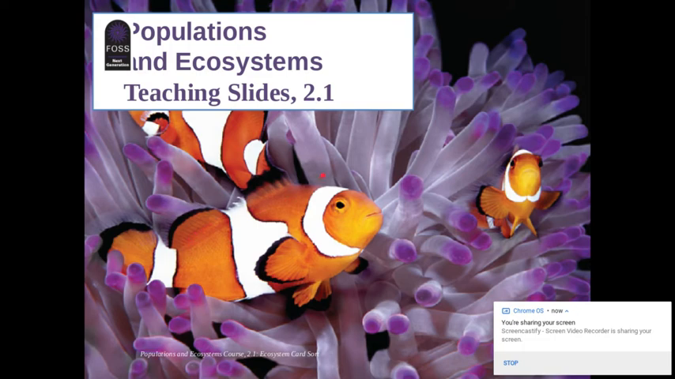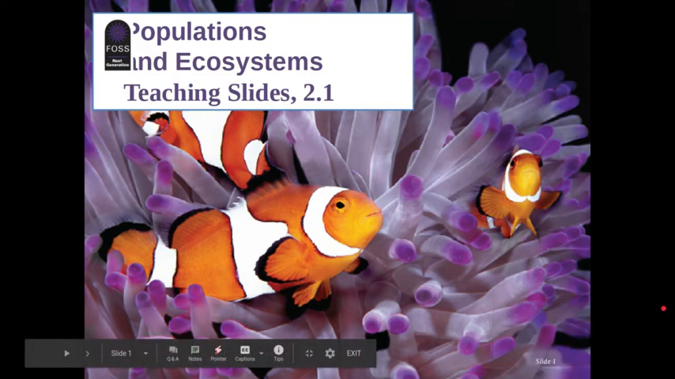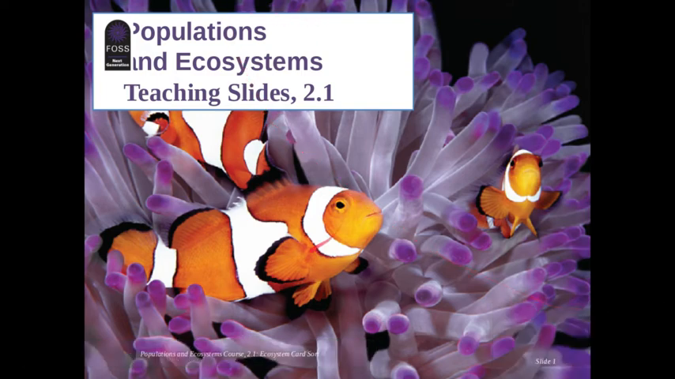Obviously, you can see by this picture, we're going to be studying populations and ecosystems. So it looks like just from the get-go, we're going to be studying obviously some living things, not just fish, not just sea anemones, but also, we want to focus on the ecosystems, because it's not just about studying living things. We're also going to be studying non-living things.